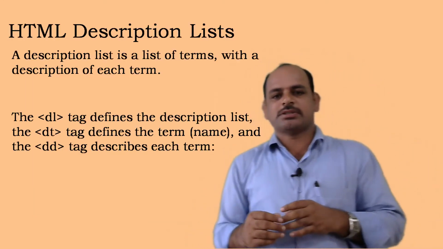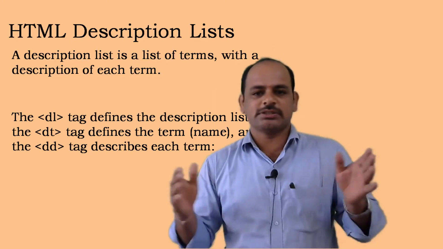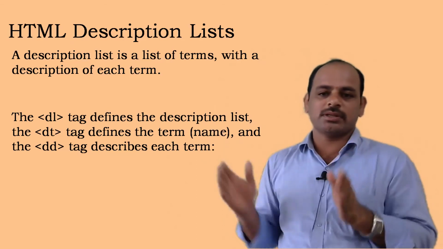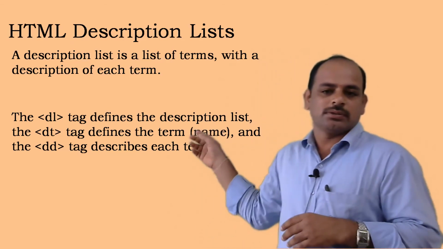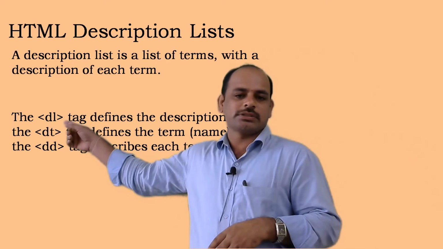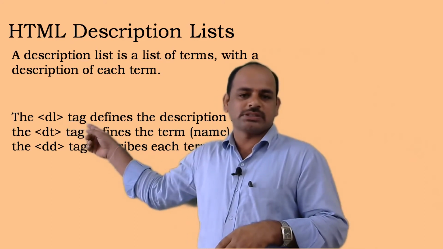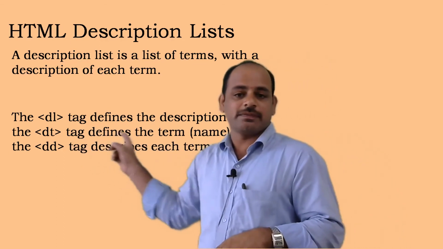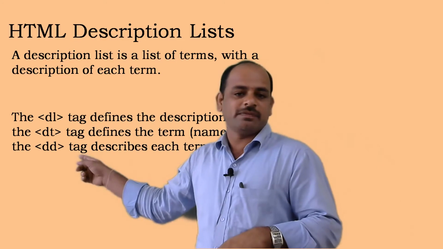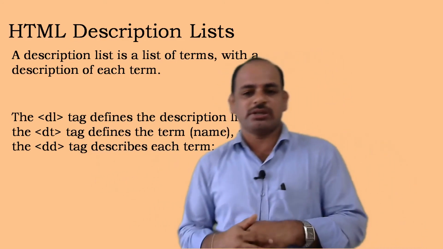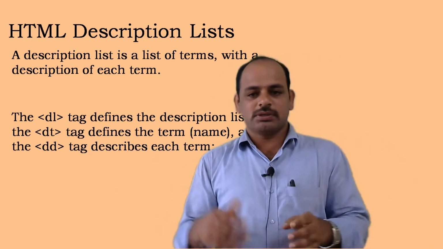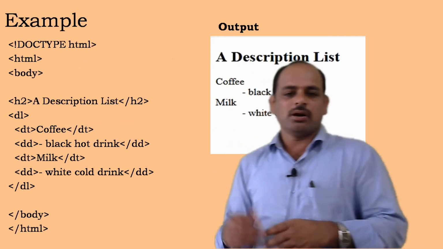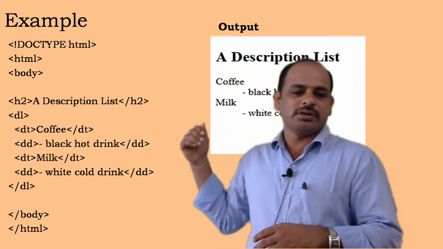Next, the HTML description list. A description list is a list of terms with a description of each item, so for every item there is a description, right? Here you can see DL, the description list tag, which defines the description list. DT defines the term, and DD describes each term. We will see it in detail in the next slide. You can see here how we can use DD.